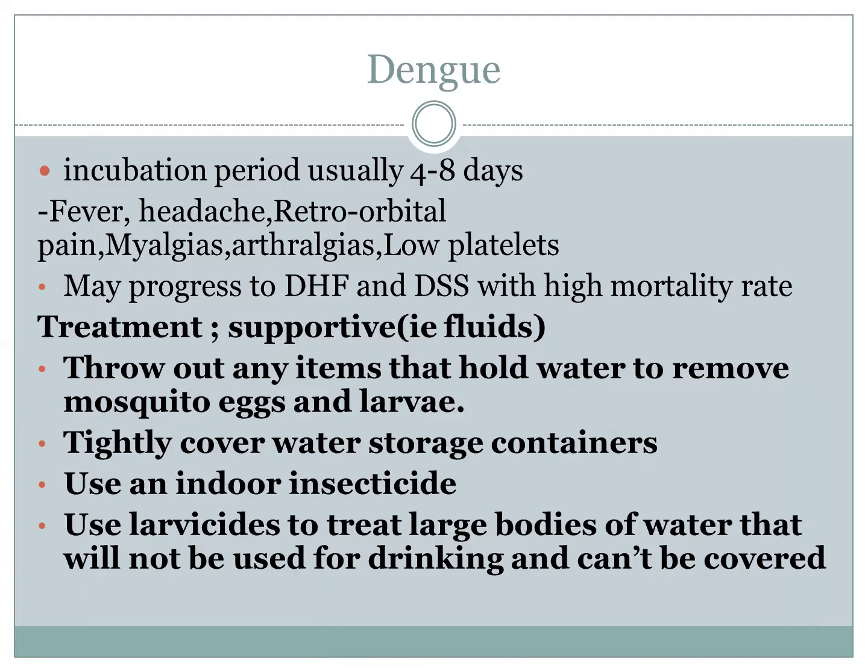The incubation period is 4 to 8 days. In dengue, the symptoms include fever, headache, retroorbital pain, myalgia, and arthralgia, and due to loss of platelets it may result in loss of fluid, which may result in dengue hemorrhagic fever. If there is severe plasma leakage, it may lead to circulatory collapse, which is called dengue shock syndrome. The treatment is mainly supportive, and it should include prevention of mosquito bites by throwing out items that hold water, tightly covering storage containers, using insecticides, and using larvicides.